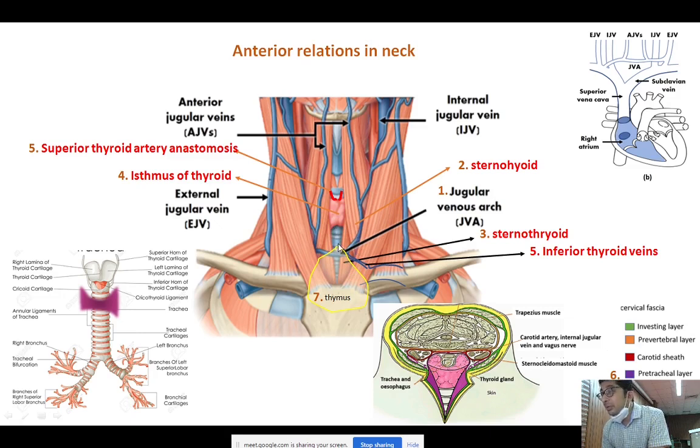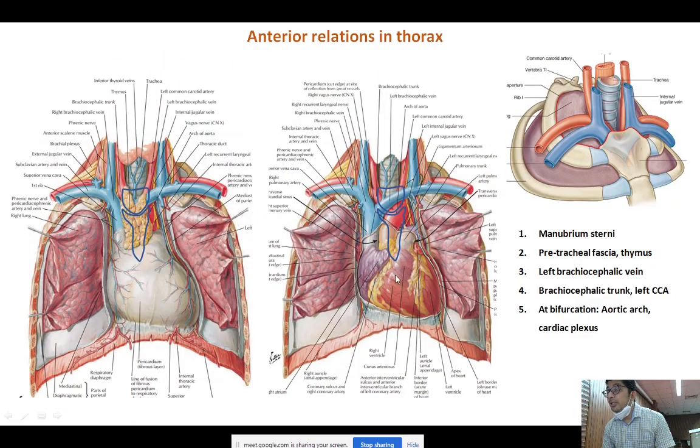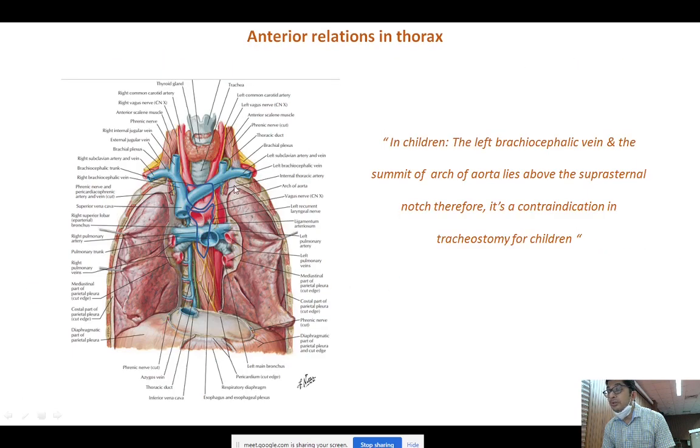You do not perform tracheostomy in children before you visualize those structures, because you can puncture the brachiocephalics and the arch of the aorta, causing profuse bleeding, and the child may die. So that's why in your hands there is whether the patient will live or not. So you should be knowing all the anatomy over here.